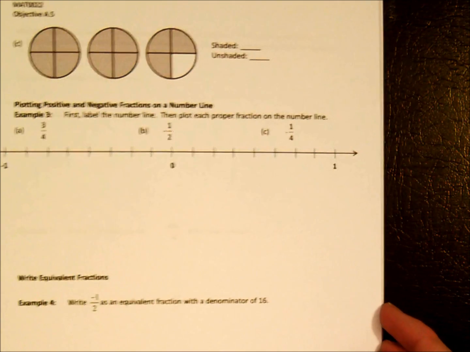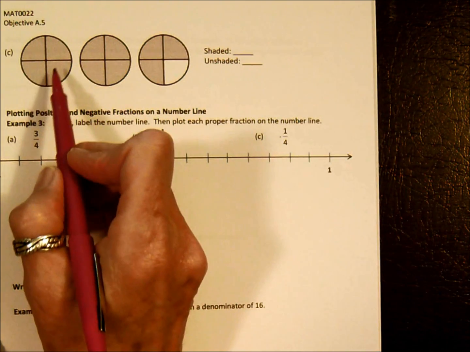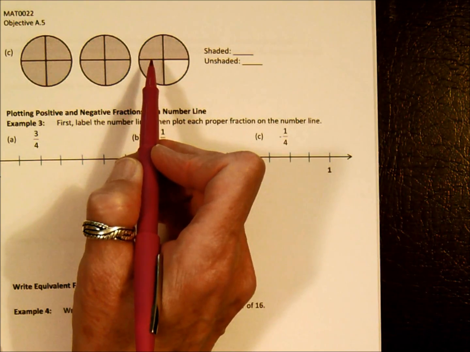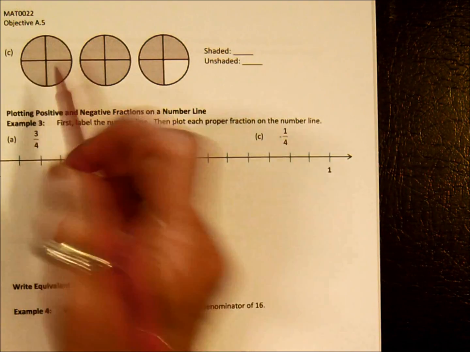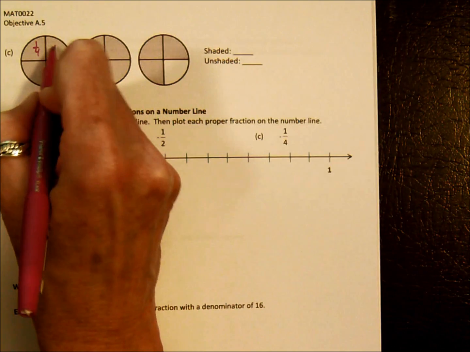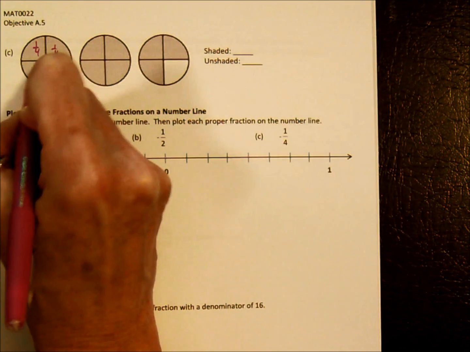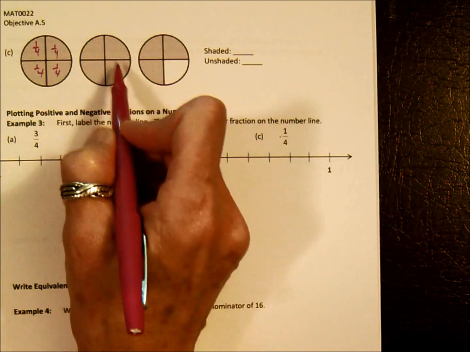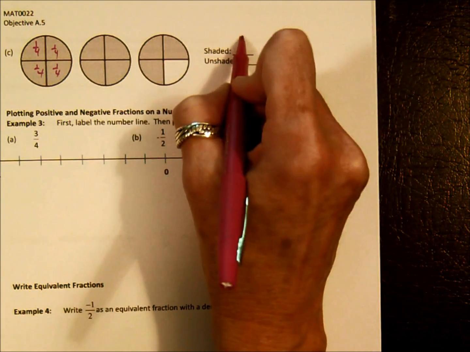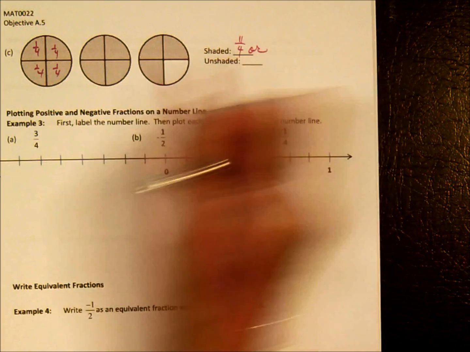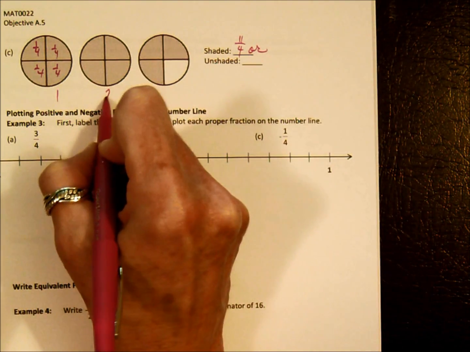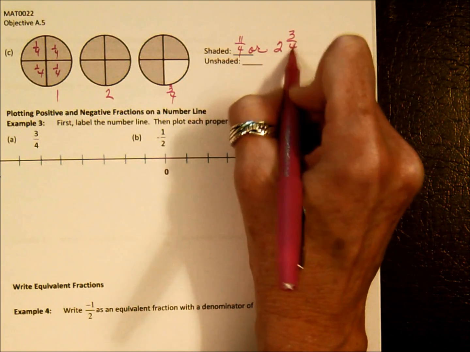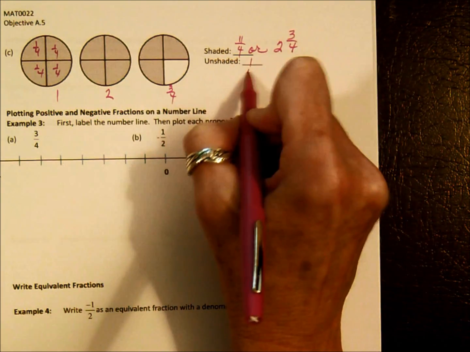Here it says what fraction are shaded. Again, these are divided into fourths. I realize that altogether there are 12 fourths, but they're still fourths. This is 1/4, 1/4, 1/4, 1/4, etc. So what's shaded is 4, 5, 6, 7, 8, 9, 10, 11 fourths. Or another way to say that is 1, 2, and 3/4. So 2 and 3/4. Unshaded is 1/4.